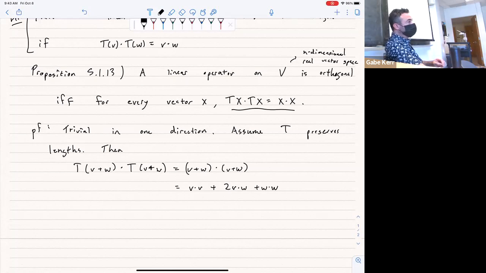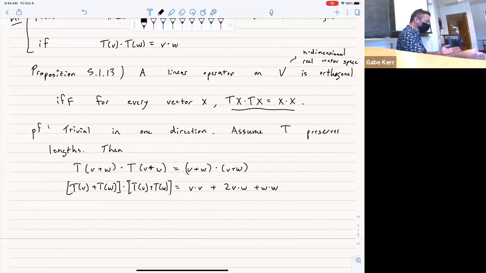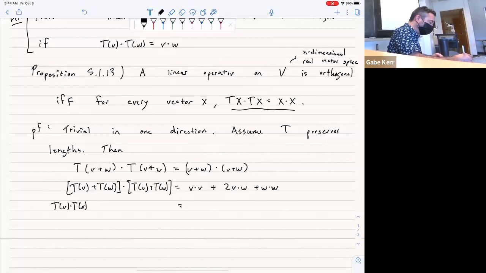On the left-hand side, I need to use one thing, which is I need to use T as a linear operator. Being a linear operator means T of a sum is the sum of the T values of the vectors. So I can rewrite this way in both cases, and then do exactly what I did on the right-hand side to the left-hand side. Just T of V dot T of V plus 2 T of V dot T of W, plus T of W dot T of W.